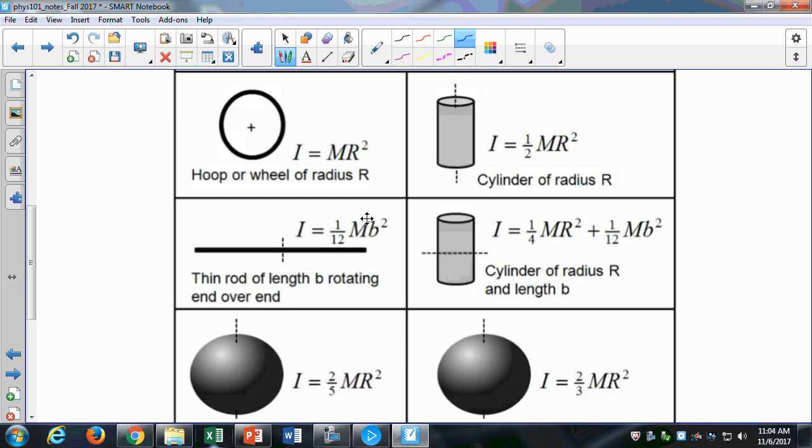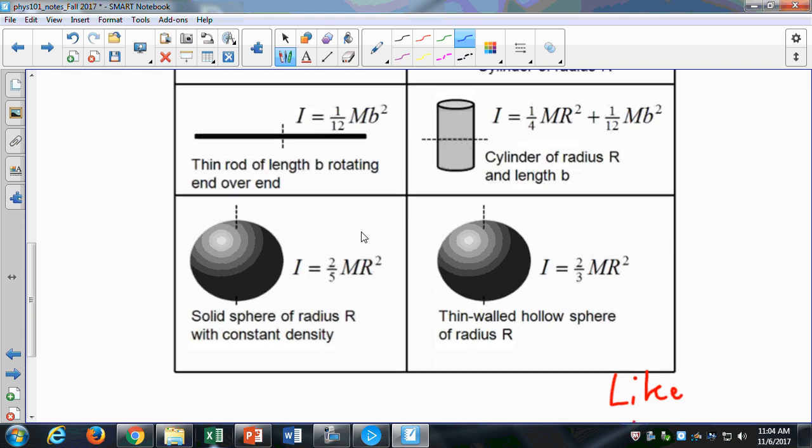What's that? What do y'all think? The cylinder. Okay, it's one of the cylinders. Is it this cylinder? No, because we're not spinning about this axis. Instead, he's spinning about this axis. So we have two parts. We have the hoop, or the wheel, and then we also have the cylinder. So we need to look at both of those, and we'll add them up.